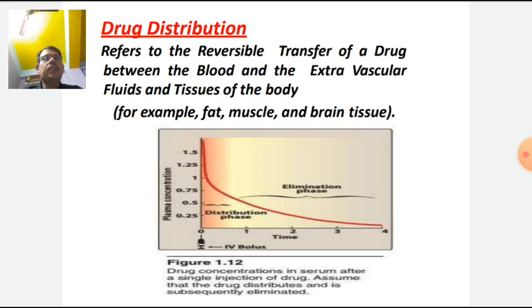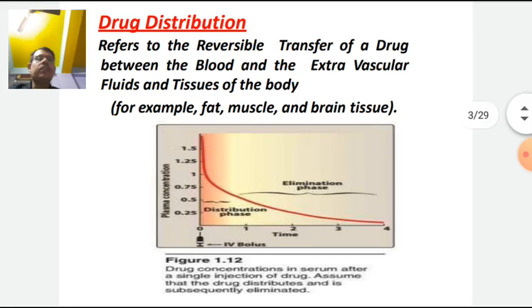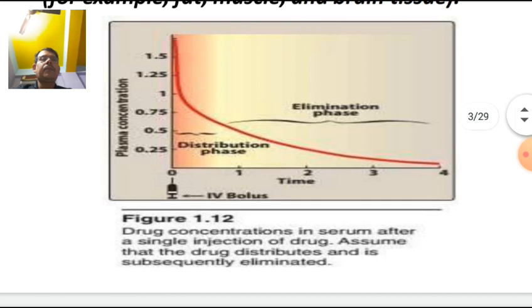Here, initially the drug goes to the plasma at a high concentration, then it is distributed throughout the body. You can see in this graphical representation the drug at a high concentration in the blood, then it goes lower as time passes, because all the drug is distributed throughout the body. Ultimately the drug concentration will be lost.